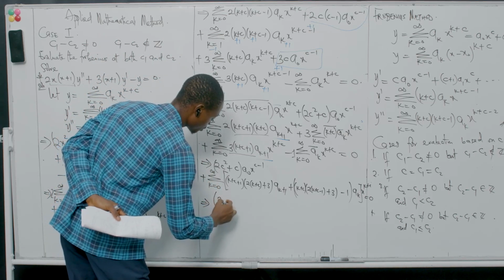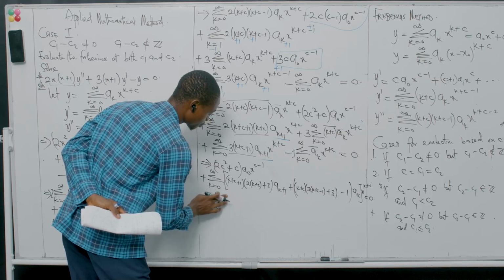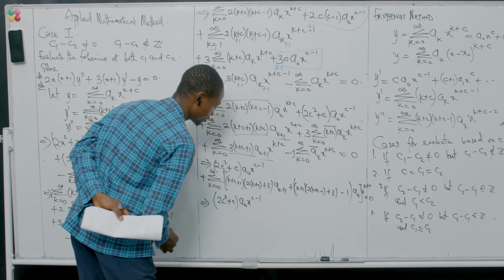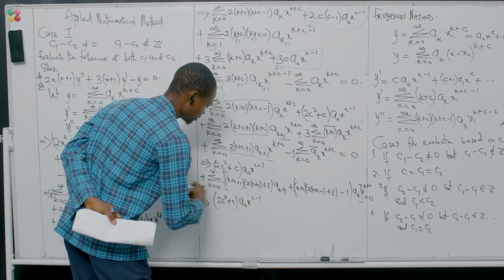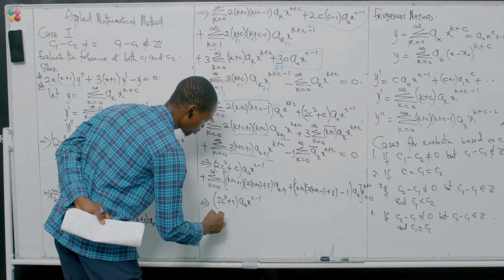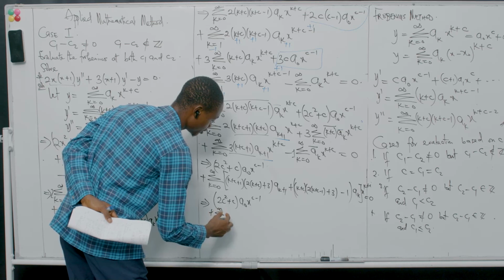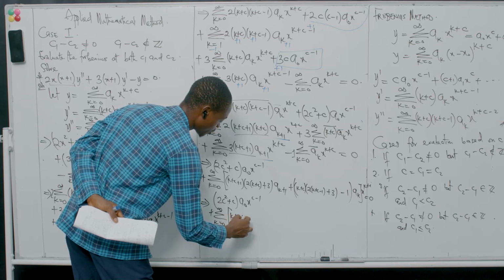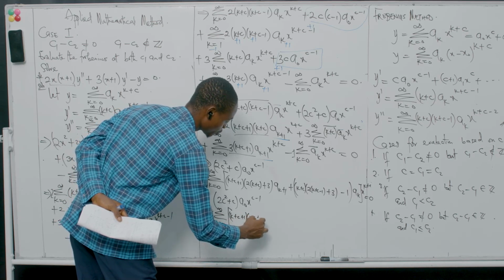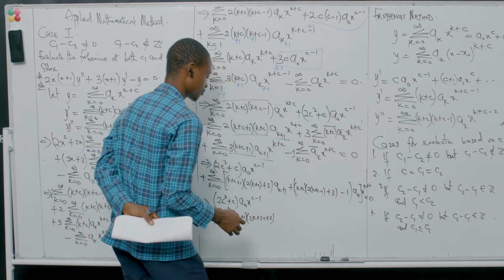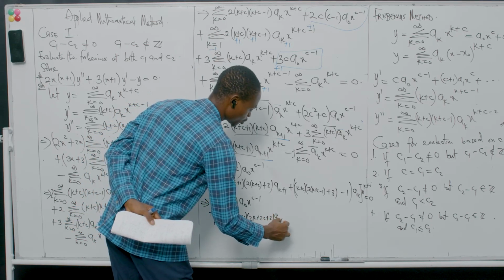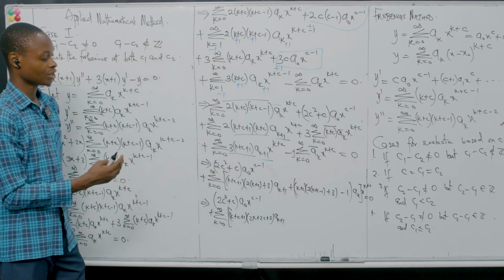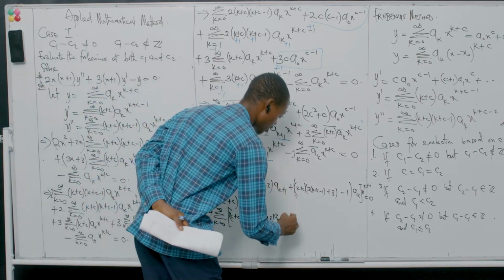So here we have 2c squared plus c, a naught x raised to power c minus 1. And then in this place we have plus summation k starting from 0 to infinity. This one will now be k plus c plus 1, 2k plus 2c plus 3, a_{k+1}, and then this one will now be, of course, you can either decide to leave it that way, or you can decide to multiply. Either one you decide to use is fine.